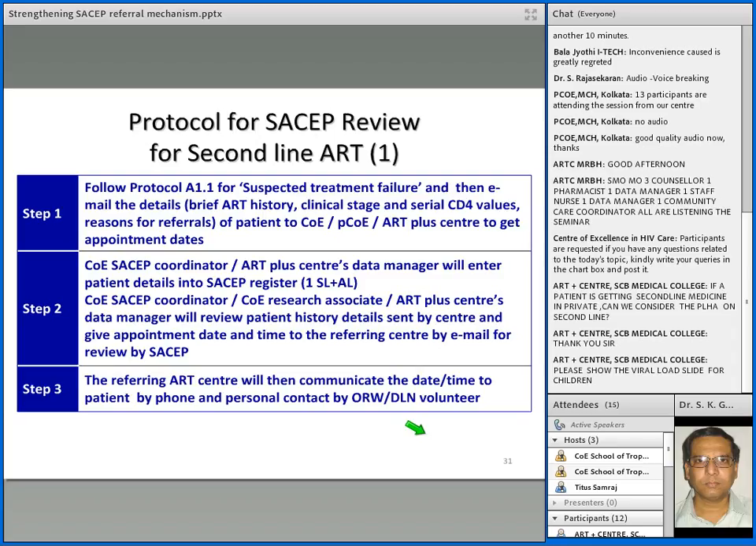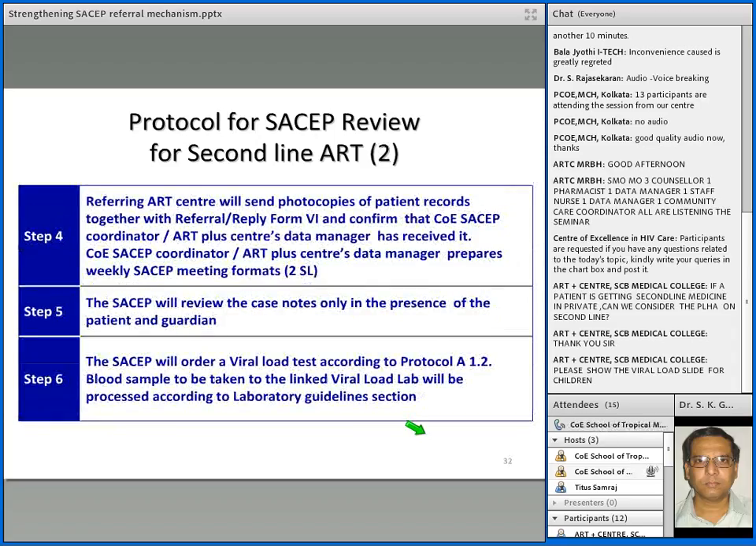The next step is that the referring ART center will send the photocopies of patient records together with the referral and reply form 6 that we have already shown to you, and confirm that the COE SACEP coordinator or the ART Plus Center data manager has received it. So communication has to be there between the referring ART center and the appropriate people at the COE or ART Plus Center. The SACEP coordinator or the ART Plus Center data manager prepares the weekly SACEP meeting formats, and the SACEP team members will review the case notes only in the presence of the patient and guardian. This is very important.